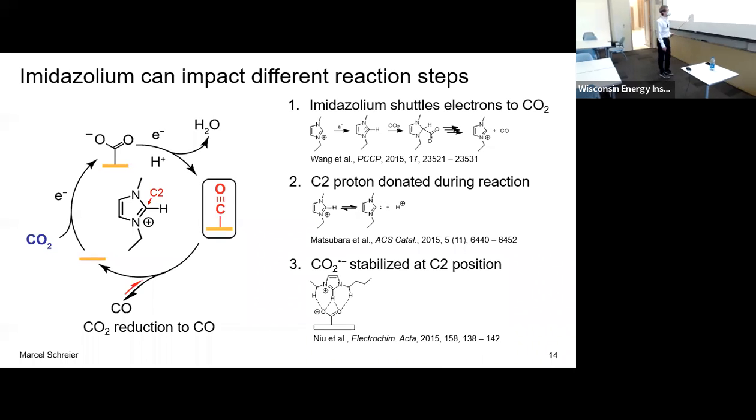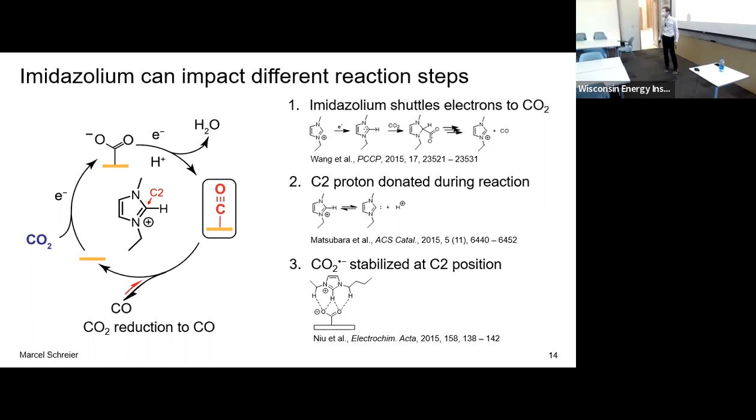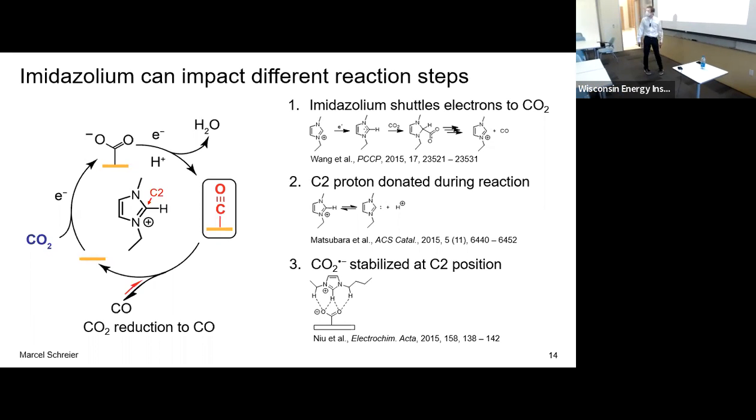Or alternatively, somehow the surface species that is involved in the reaction, so the CO2 anion radical, could be stabilized at the C2 position. At least all of these hypotheses have been proposed in the literature. So what I was wondering about was, well, which one of those hypotheses is true? So let's look at the first hypothesis.